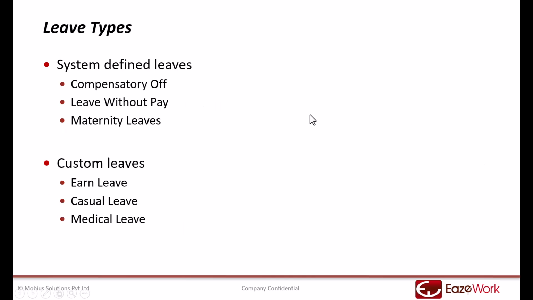If you look at leave types, we can divide it broadly into two categories. There are certain system defined leaves which come predefined into the system. These are compensatory off, a leave you take in lieu of working on a weekend or a holiday, leave without pay, which is a leave which gets deducted from your payroll, and maternity leaves. In Indian context, there are 5 different leaves which are available as a part of the maternity group leaves, and details for them are available in the help center. So these three can be combined and called system defined leaves.